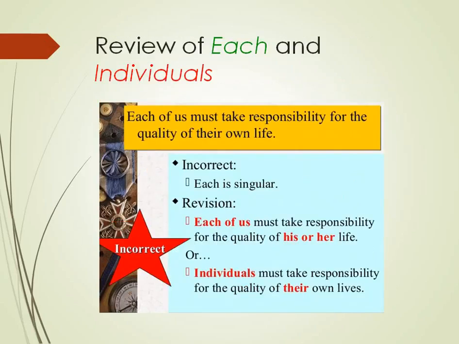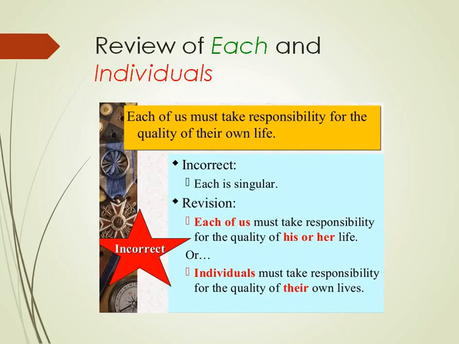Review of each and individuals. So look at the sentence. Each of us must take responsibility for the quality of their own life. It's a wrong or incorrect sentence because each is singular. And the correct one would be: each of us must take responsibility for the quality of his or her life, because each is singular, as I've told you. So the singular pronoun is his or her.